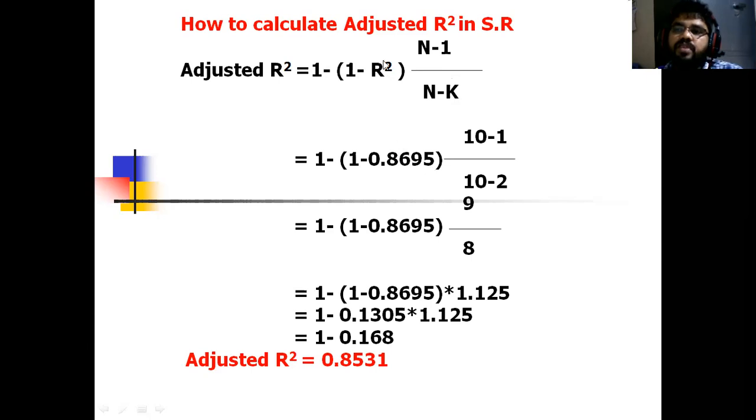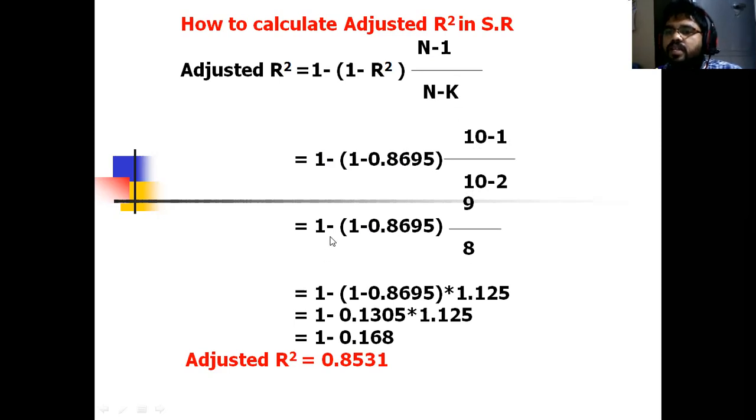So we substitute here the R square value. For n, the number of sample observations we have taken is 10, so 10 minus 1. And for n minus k, how many variables are in the equation? 2, because there is one dependent variable and one independent variable. Then 1 minus, you can take as it is. 10 minus 1 is 9, and 10 minus 2 is 8.